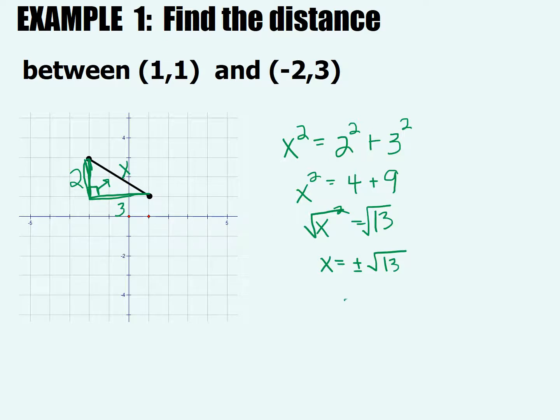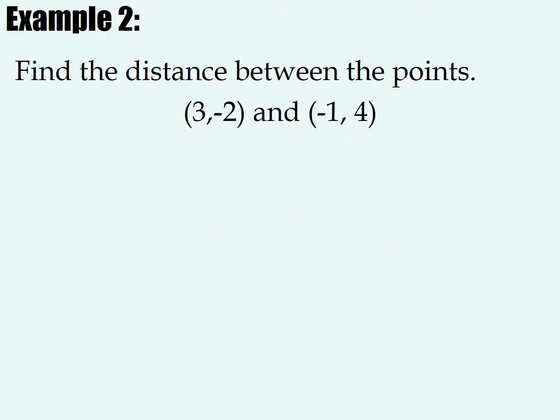So this is going to be approximately 3.61 units. That's telling me that this segment over here, this x value, is 3.61. Can it be negative 3.61? No, so it's only going to be the positive 3.61 because we can't have negative distance.